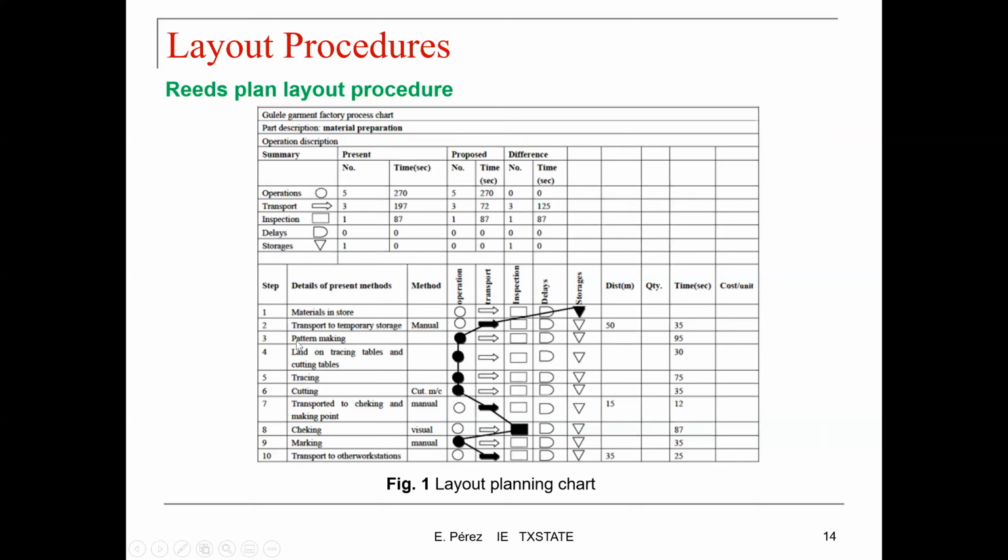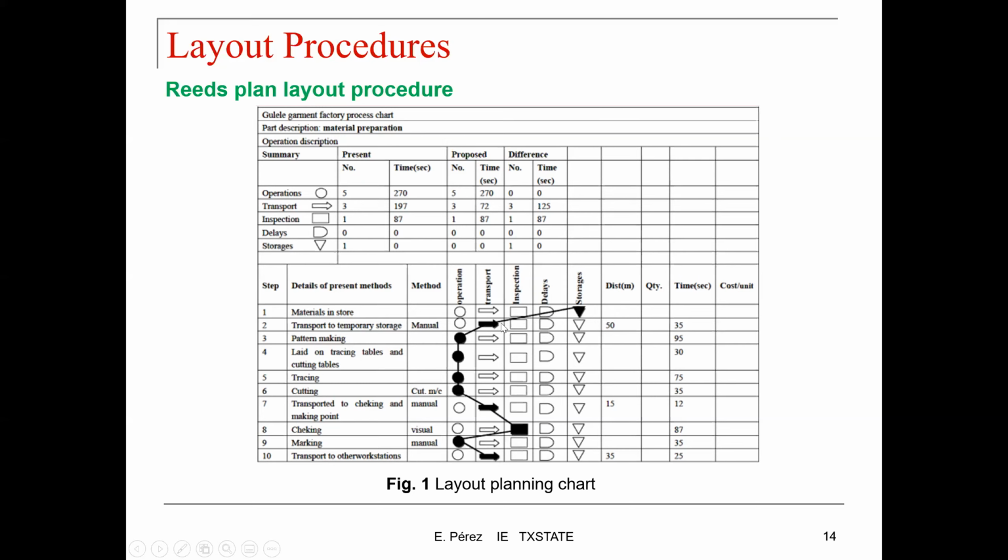At the bottom, what this shows are the steps and the details of the present methods, and then they tell you the type of method that is used, so if it is manual, visual, and so on. And then for each one of the lists, you are identifying what's happening using the symbols, right? So you can have a visual perspective of what's going on in the process.